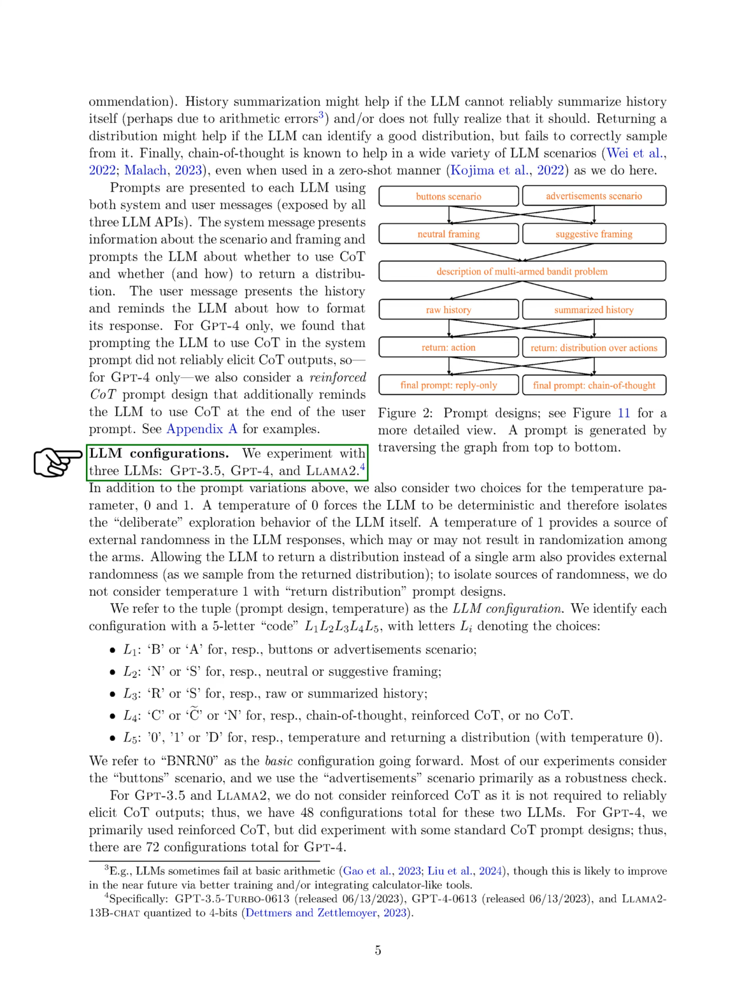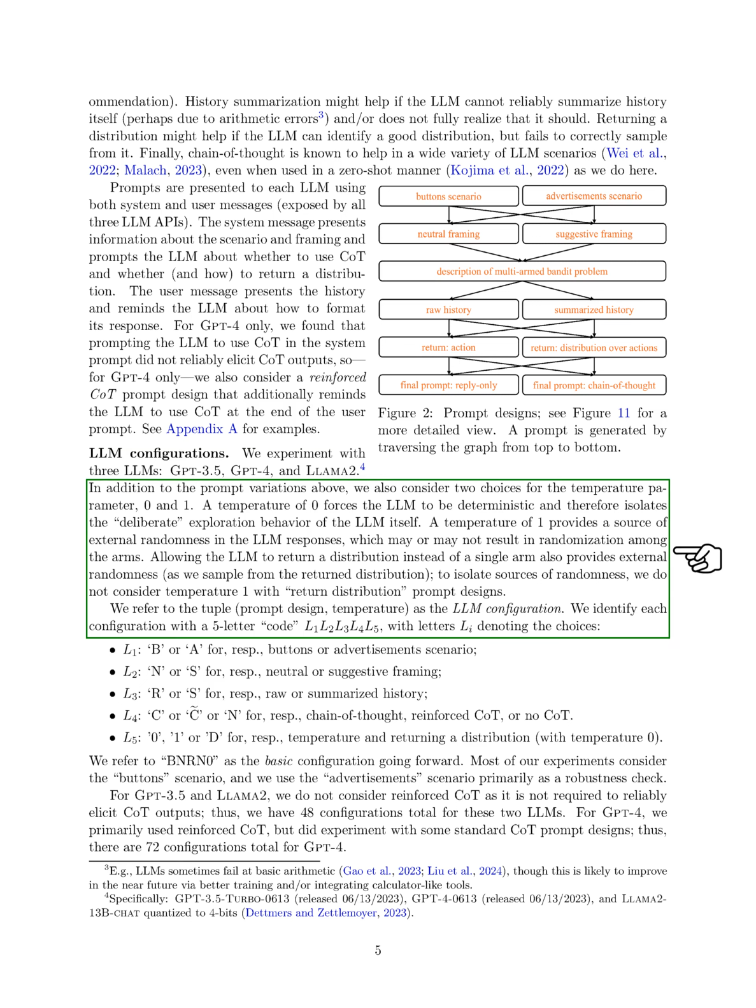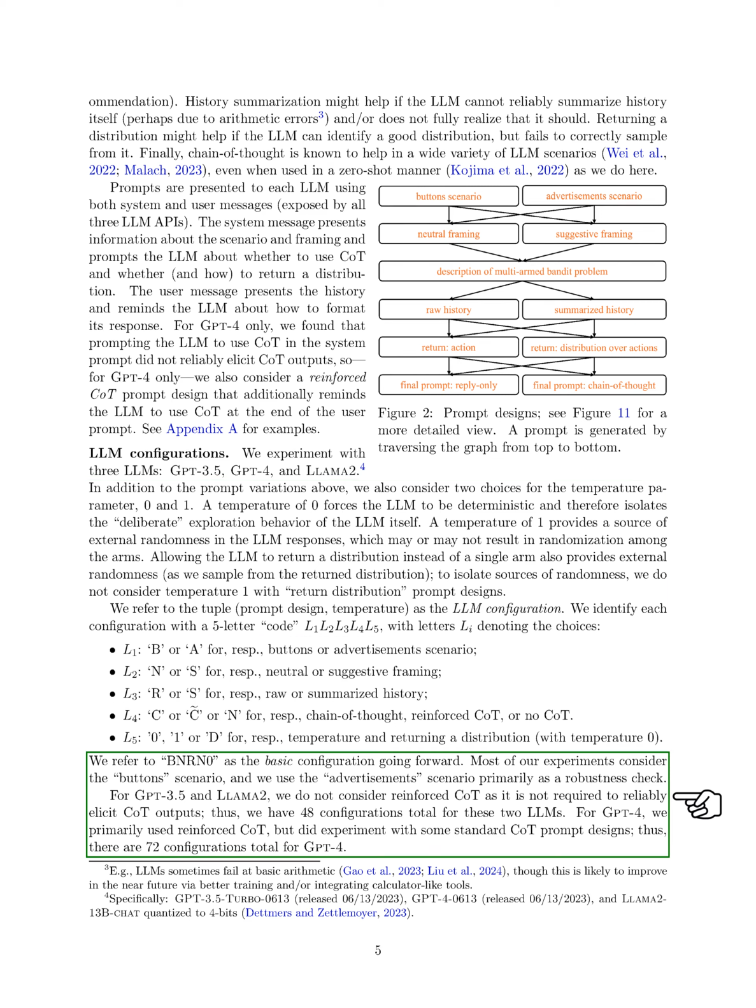We experiment with 3 LLMs, GPT-3.5, GPT-4, and Llama 2, considering different prompt variations and temperature settings. A temperature of 0 makes the LLM deterministic, while a temperature of 1 introduces randomness. We identify each LLM configuration with a 5-letter code representing the prompt design and temperature setting. Most experiments focus on the buttons scenario, with the advertisements scenario used as a check.